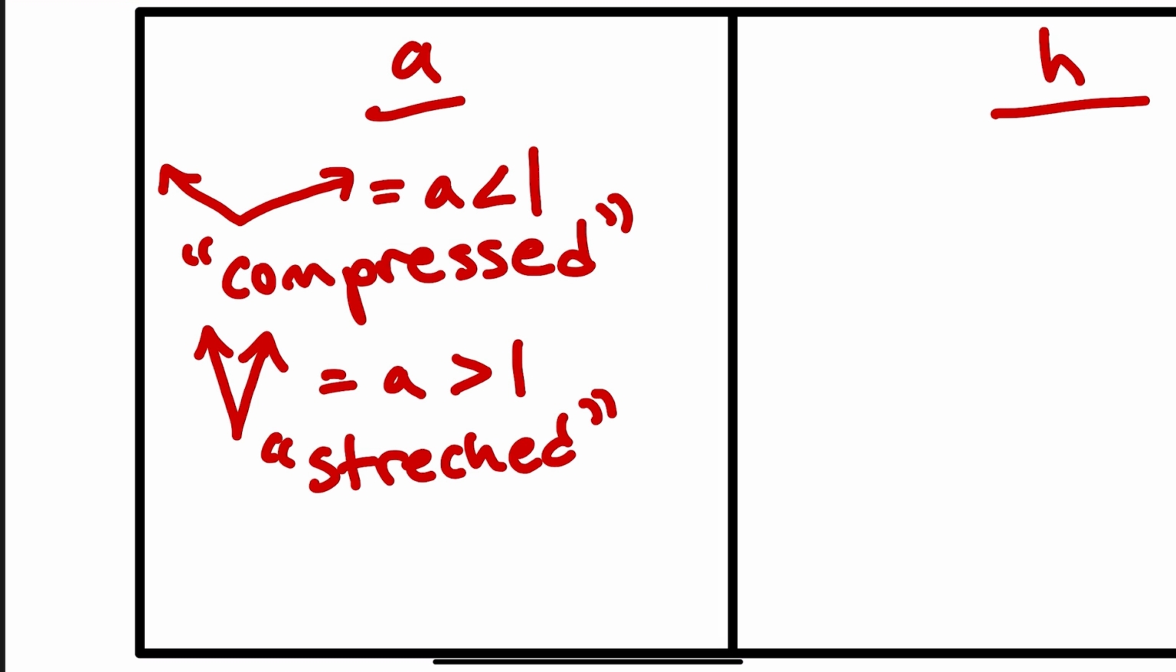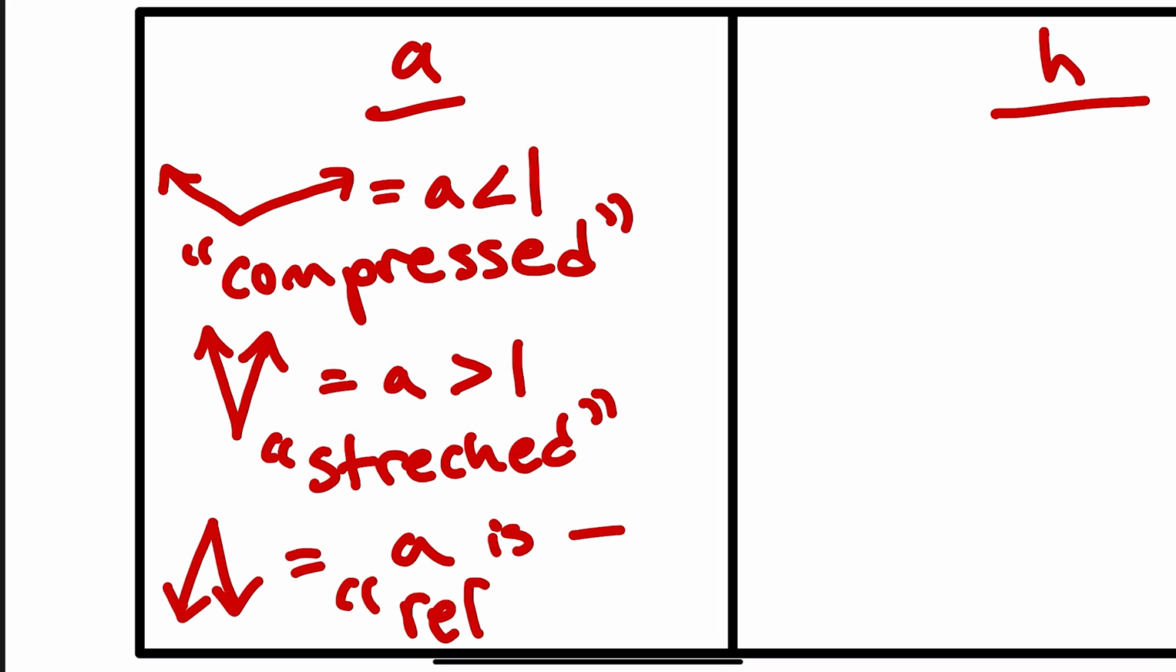Okay, other special thing about A. If A is negative, that means it's going to point down, no matter how thick or thin it is, or compressed or stretched it is. If it points down, that means that your A is negative. So if A is negative, we are going to use the word reflect or reflected to describe it. Our function is reflected if A is negative, meaning that it points down.